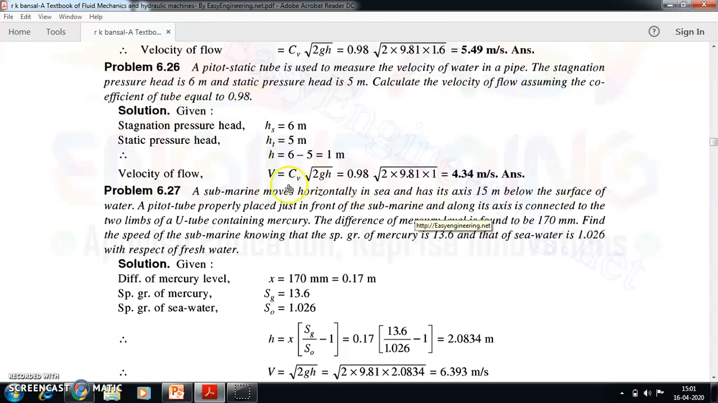See, to find the velocity, I want C, which I know, root of 2gh. Now h value I don't know. See, this h is actually the dynamic pressure head. So how to find dynamic pressure head if stagnation pressure head and static pressure head is given to you?